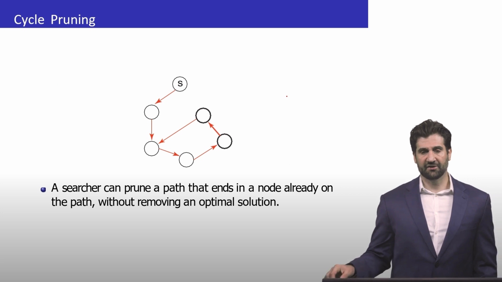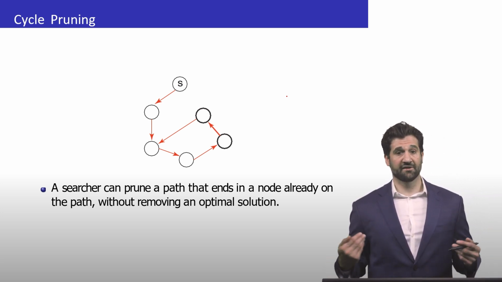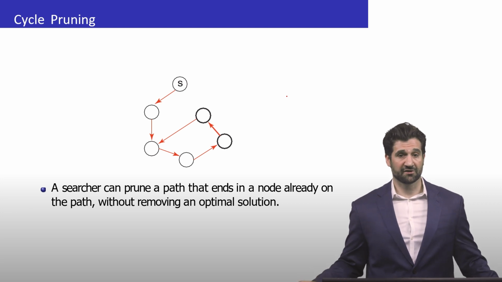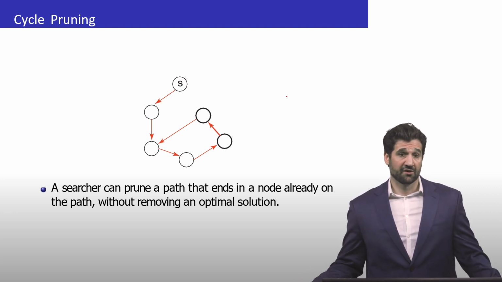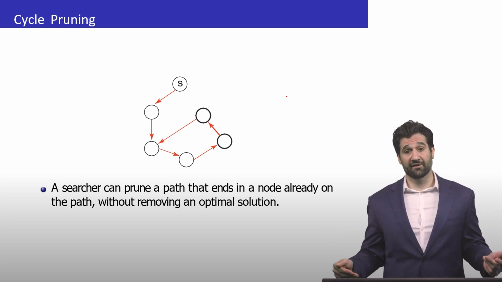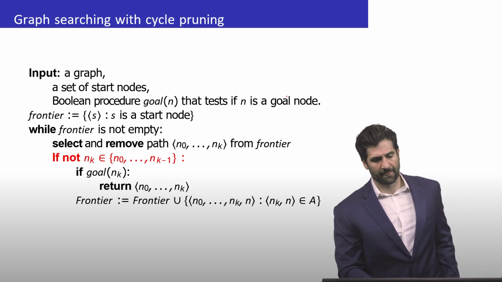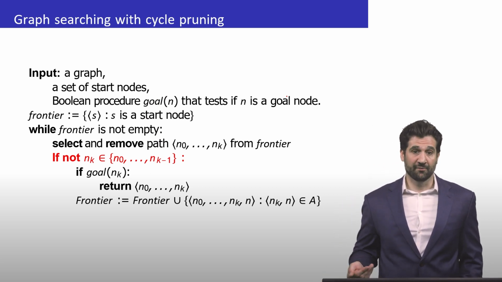Well, this is the key issue here. If we're finding a path and that path sort of cycles into itself, then we could potentially be looping around in that cycle forever and ever. So how could we avoid that? Well, it's actually quite simple.